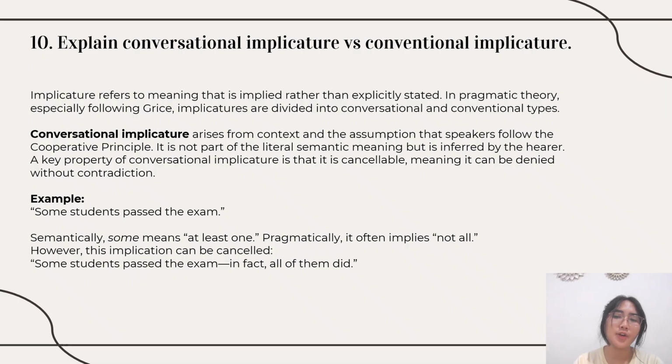And number 11. Explain conversational implicature versus conventional implicature. Implicature refers to meaning that is implied rather than explicitly stated. In pragmatic theory, especially following Grice, implicatures are divided into conversational and conventional types.